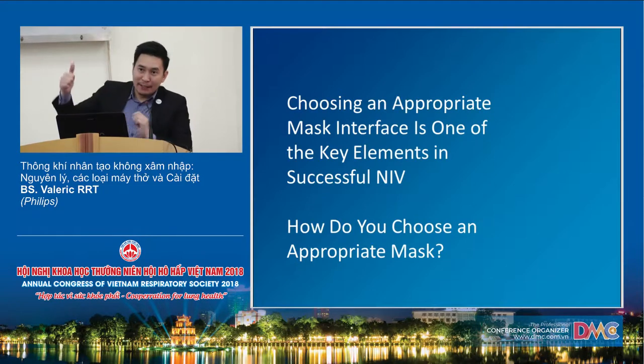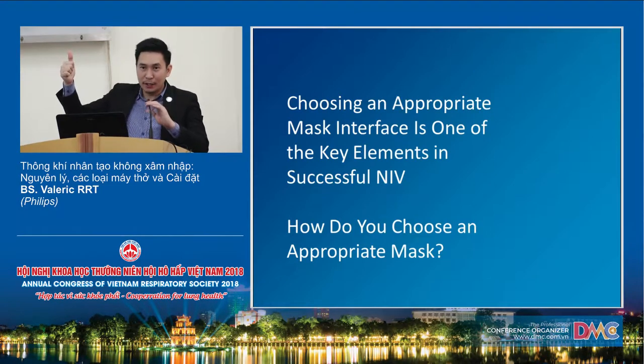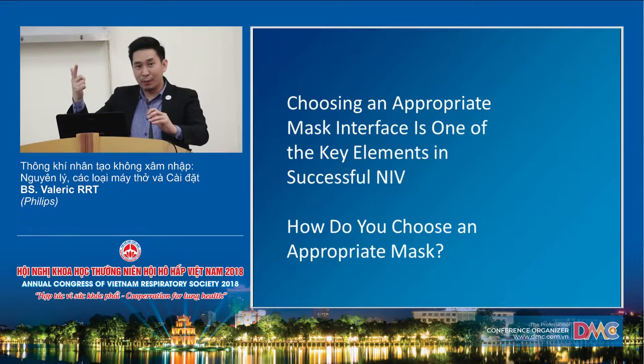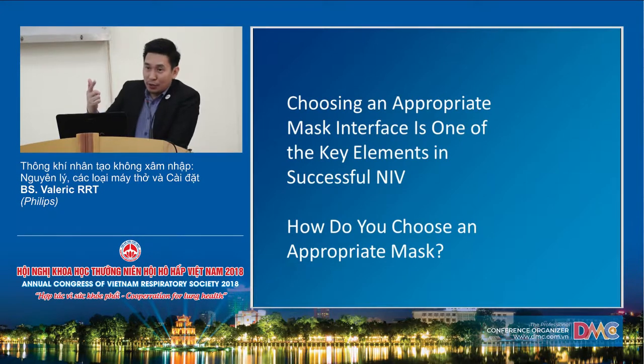So we have the clinician skills. The clinician must be knowledgeable about non-invasive ventilation. Then we have the perfect device for non-invasive ventilation as well, to deal with the leaks and give more patient comfort. And number 3 is the right interface for your patient, because one of the problems in non-invasive failure is the mask. If you're using a not-so-good mask for your patient, it will lead to non-invasive failure as well. So how do you choose an appropriate mask? That's the question.